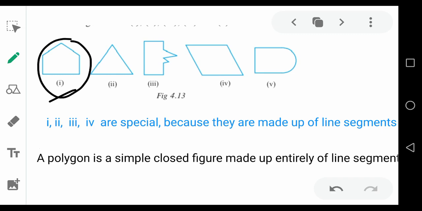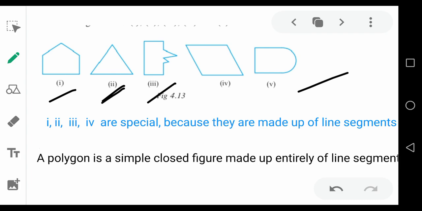It is a closed curve, and it is also a simple curve because it is not crossing, nothing is there. It is closed and simple. So this curve is made up of line segments. You can see these are straight lines, right? It is not curved. They are made up of straight lines. In this also line segments are there. You know what is a line segment? A line with two end points. Okay, so this is made up of line segments.